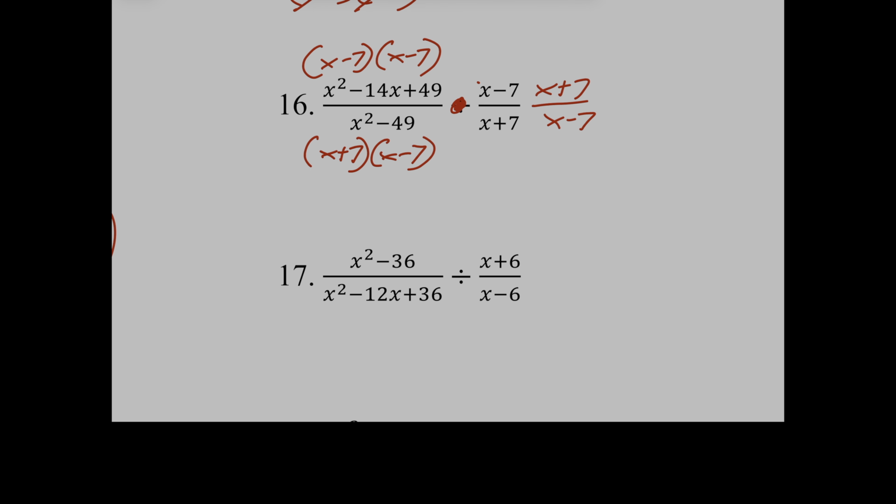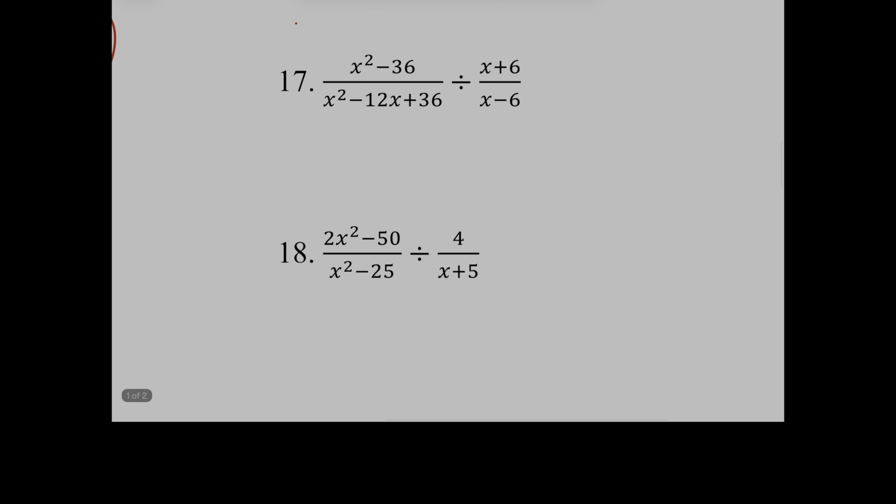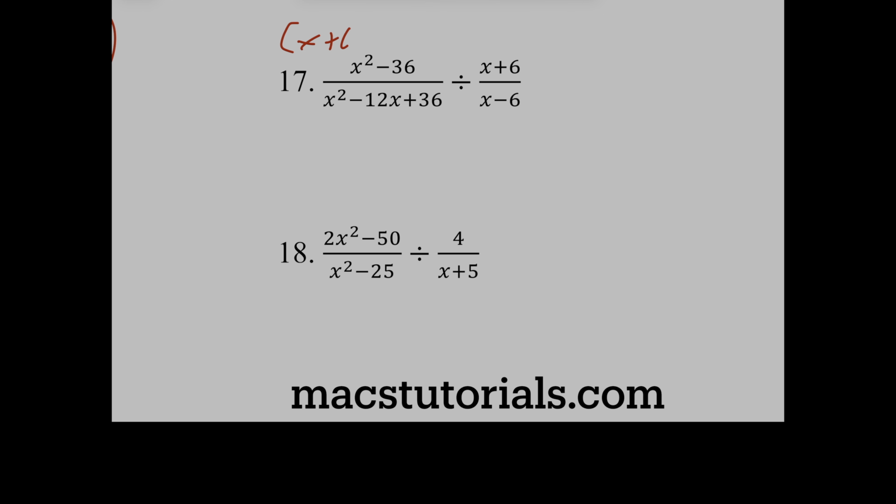All right, let's start canceling. X minus 7, x minus 7, x plus 7, x plus 7, x minus 7, x minus 7. Now I get a 1. All right, number 17. Here we go. Difference of two squares. That's going to be an x plus 6 and an x minus 6. This is going to be an x minus 6 and an x minus 6. Multiply and flip.